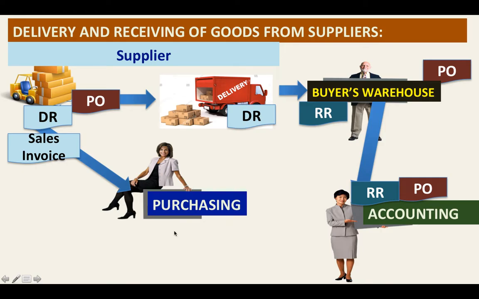And the purchasing department will now transmit the sales invoice to the accounting as well as a copy of the delivery receipt. So in effect, accounting now has the sales invoice, the delivery receipt, the RR from the PO, and the RR from the warehouse man, and accounting already has a copy of the PO. So basically, accounting has four documents on the delivery of goods, on the order and delivery of goods.